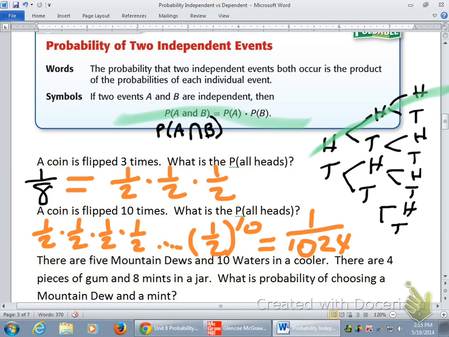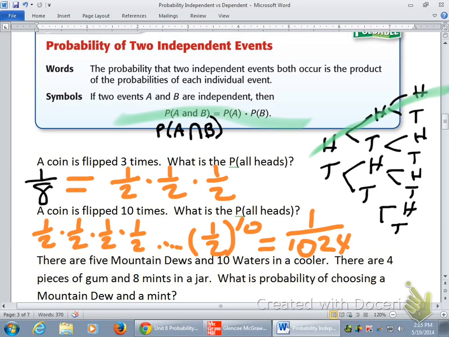Okay. And of course, you could change that to a decimal. If you'll go ahead and change that to a decimal and a percent, you'll see exactly how small that is. It's less than, I think it's less than 1,000th of a percent. It's very, very small. On the candy.